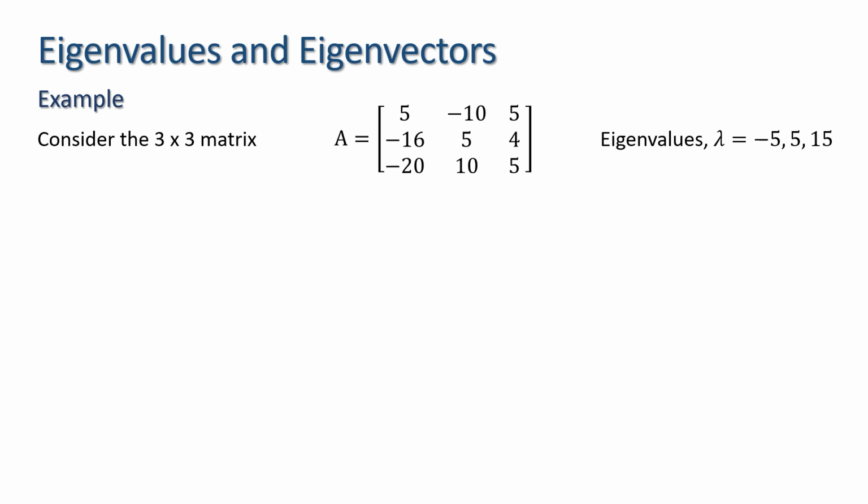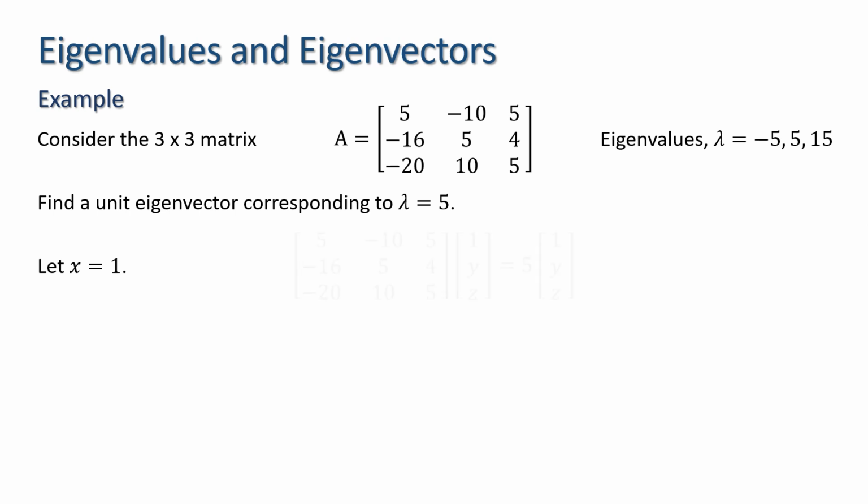So let's suppose we want to find a unit eigenvector corresponding to lambda equals 5. Well, if we choose a non-zero value for x, we should be able to find an eigenvector corresponding to that x value, which will be parallel to the unit eigenvector we are seeking. So let's take x equals 1.